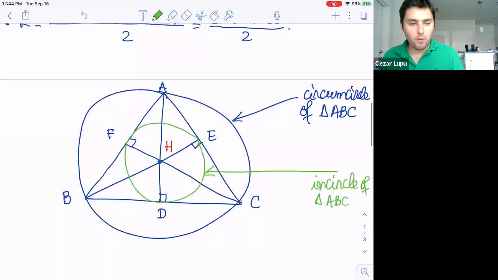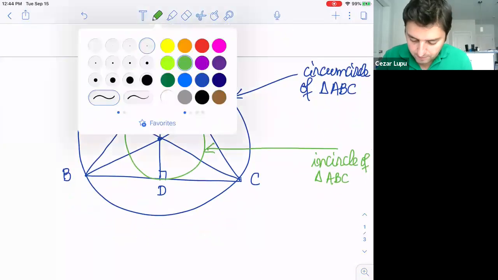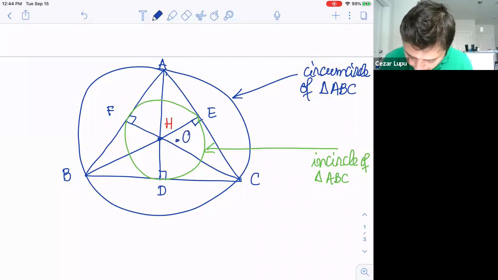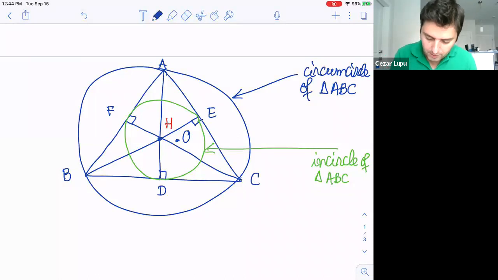There are two other points coming here. The center of the circumcircle, let's call this O, so it's somewhere, let's say here. O is the center of the circumcircle.